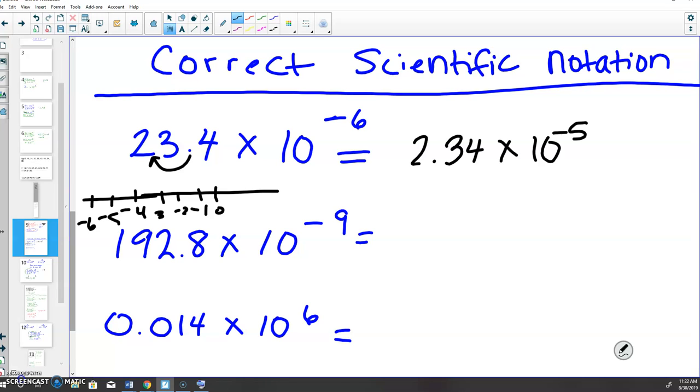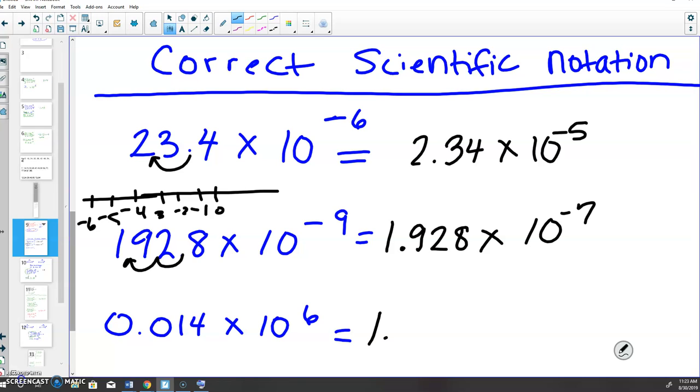What's wrong with this second problem? Decimal's not behind the first real number. You have to move it up 2. So if you're at -9, what are you going to end at? -7. You're at -9, which would be like over here, 7, 8, 9. You have to move it up. What's wrong with the third problem?